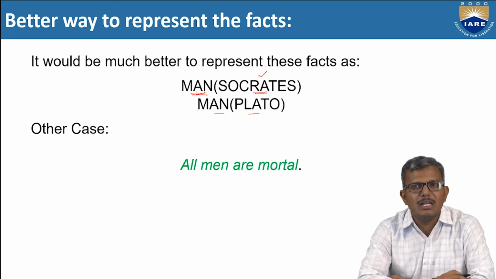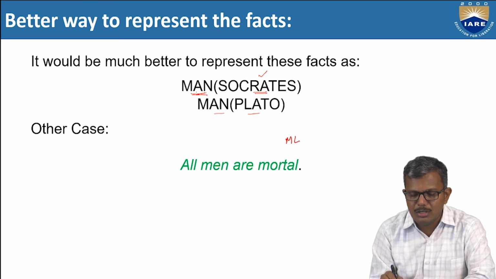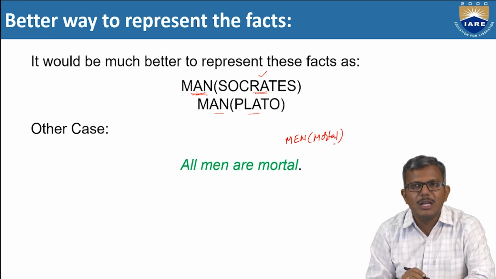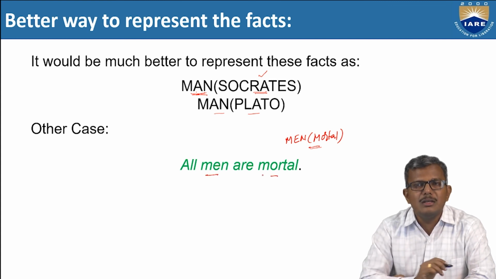But we will try to see one other case. There is a sentence: all men are mortal. With this example, you cannot simply write men mortal. You should not write like this. Why? Because if you mention it like this, you are unable to identify the association or connectivity between men and mortal.